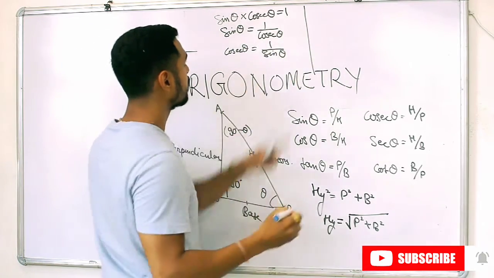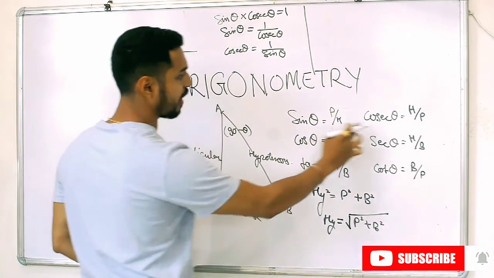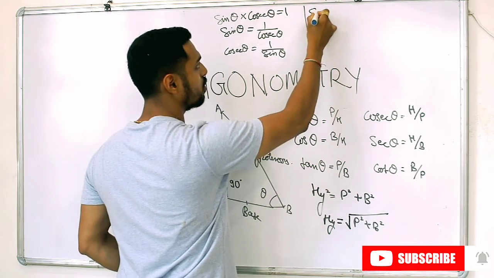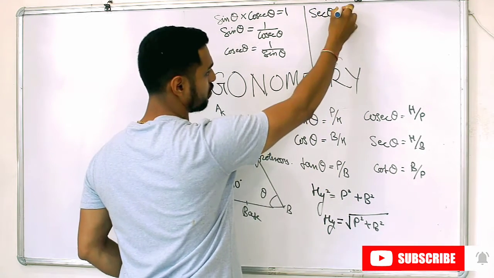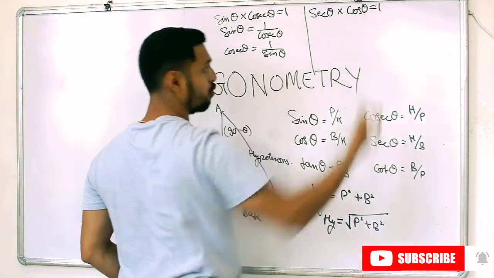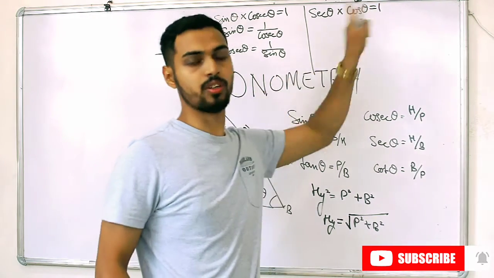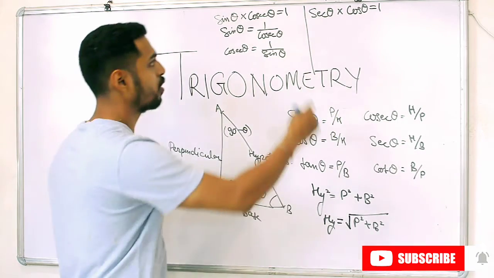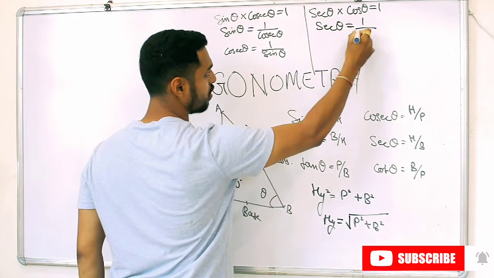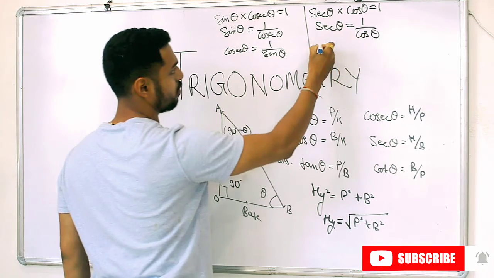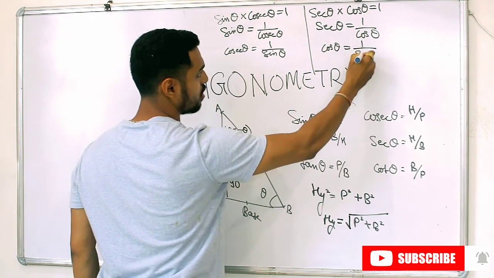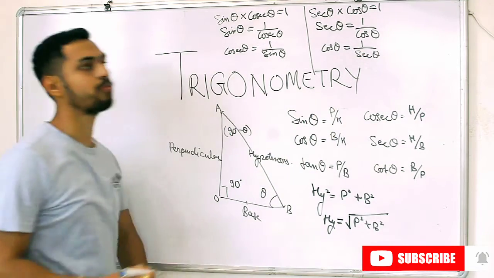Same like that, after sin and cosec we can use cos theta and sec theta also. Sec theta into cos theta is equal to 1, or cos theta into sec theta is equal to 1. Both are same. Okay now. So sec theta is equal to 1 by cos theta. Cos theta will be 1 by sec theta. Done.